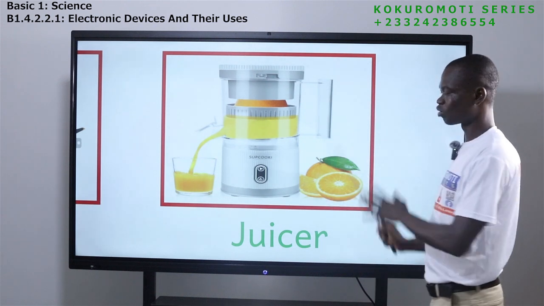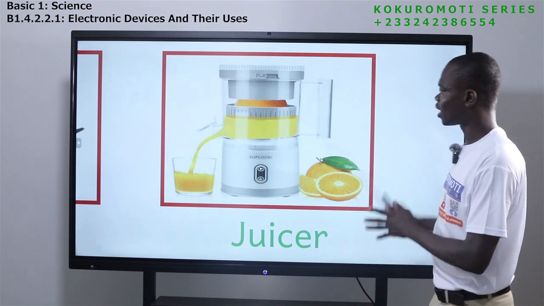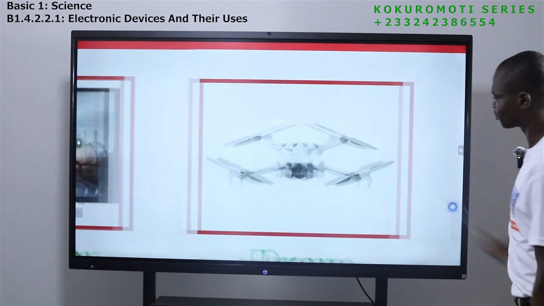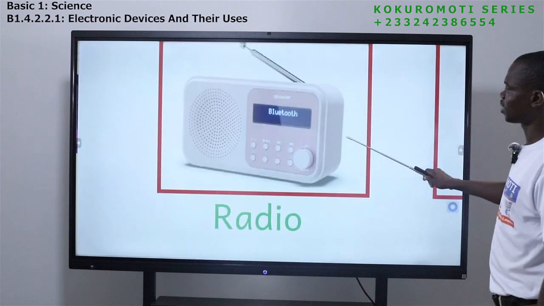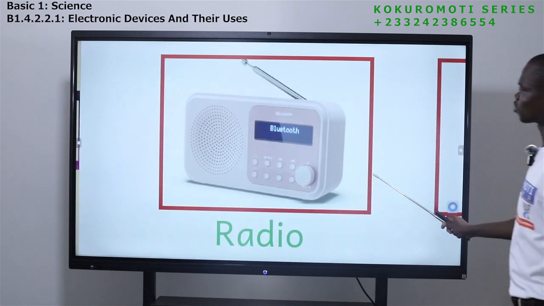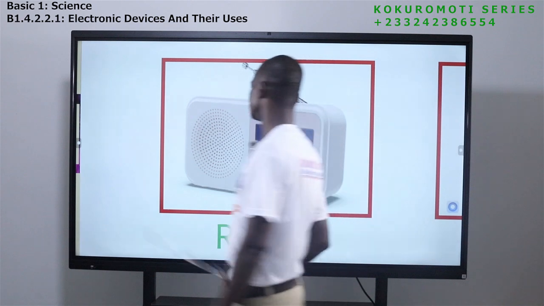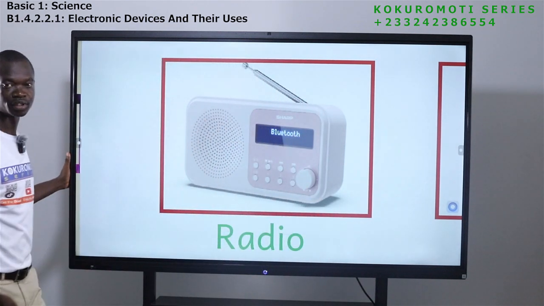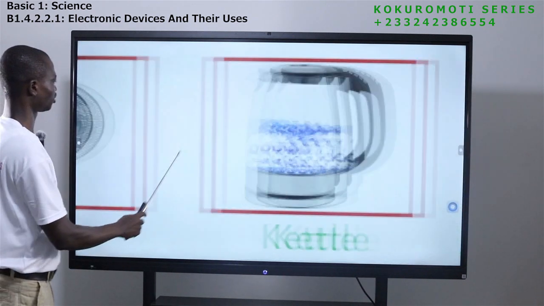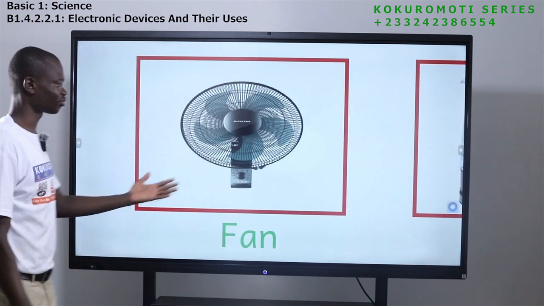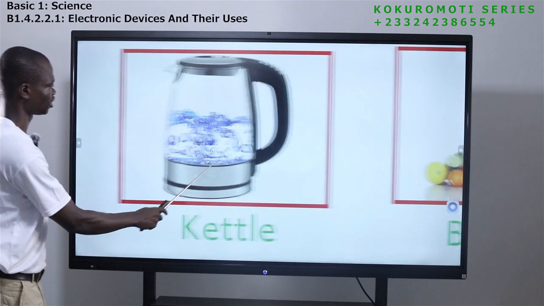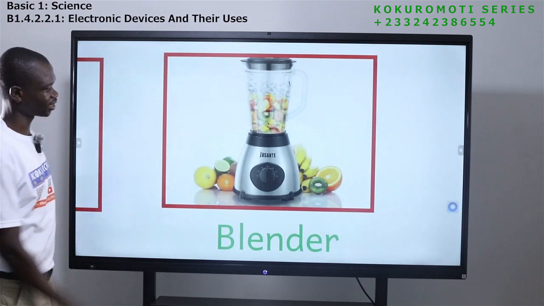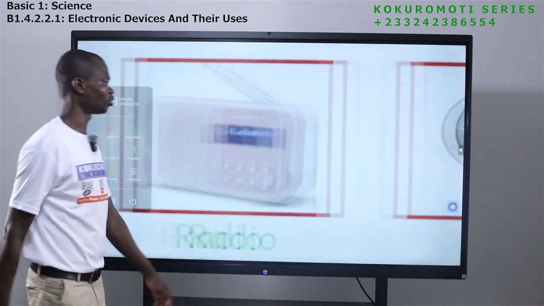Now this is a juicer. This is not manual, this is electronic. Without electricity you can't use it. So it uses electricity. Now let's come to this side. This is a radio. Our radio set can use electricity. Some also use battery. This is a fan. The fan also uses electricity. This is a kettle. Kettle uses electricity. This is a blender. It also uses electricity.